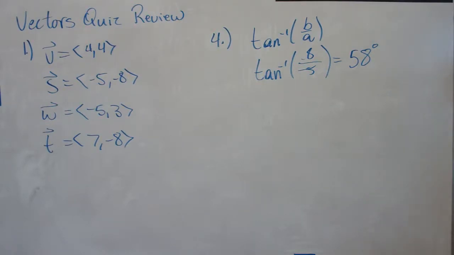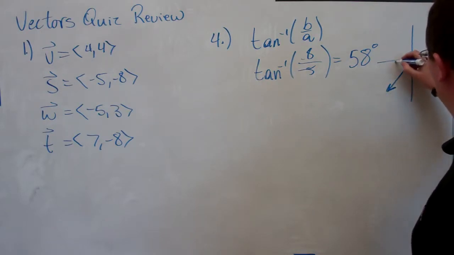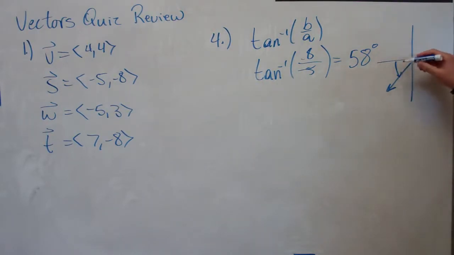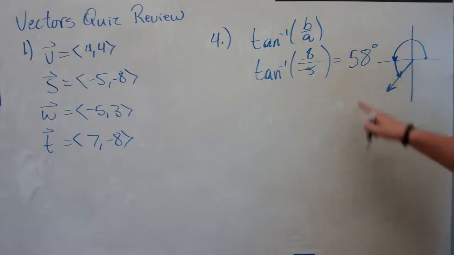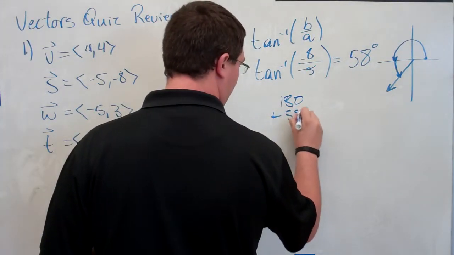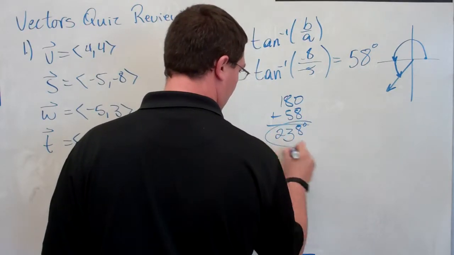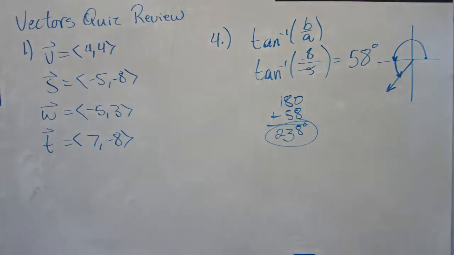Now, that's not the answer we want, of course, because if you go back to your quadrants, our angle is right here. Well, that 58 degrees is just from the closest x-axis down. And we want the direction angle from starting here. So what we're going to have to do is add 180 to that number to get our actual direction angle. So 180 plus 58 equals 238 degrees. And that is our direction angle, 238 degrees.